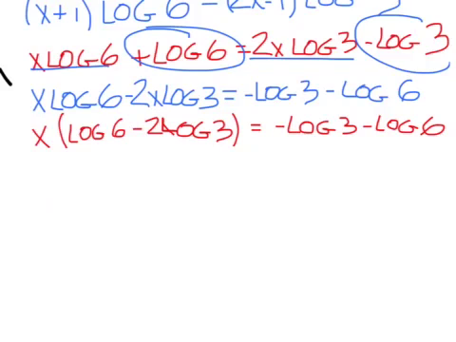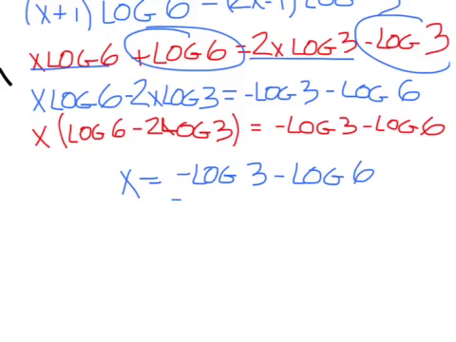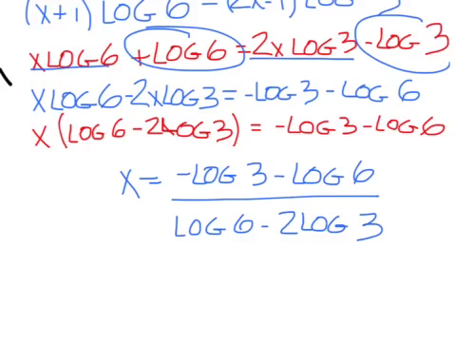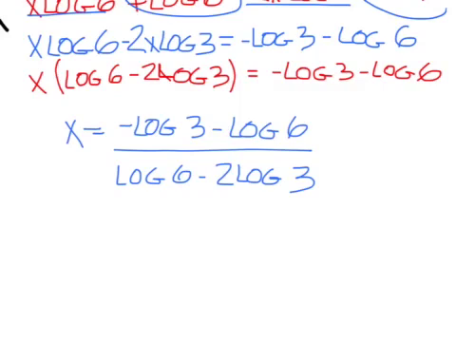Now it's a matter of simple division, even though it doesn't look like it. But on the right side, negative log 3 minus log 6, and that's over log 6 minus 2 log 3. The answer to this problem is 7.13, rounded to the hundredths place.